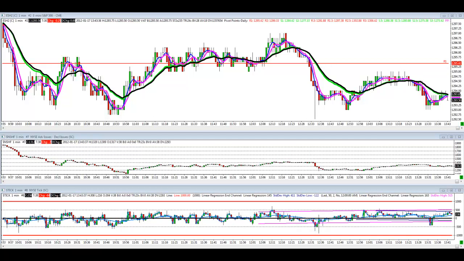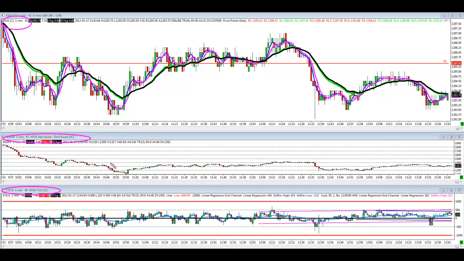Today is January 17th, 2012, and today's tip focuses on divergence and market internals. As you can see, I have three charts. The top chart is a 1-minute chart of the S&P 500, the ES contract. The middle chart is the New York Stock Exchange advancing issues, and the lower chart is a 1-minute chart of the New York Stock Exchange ticks.